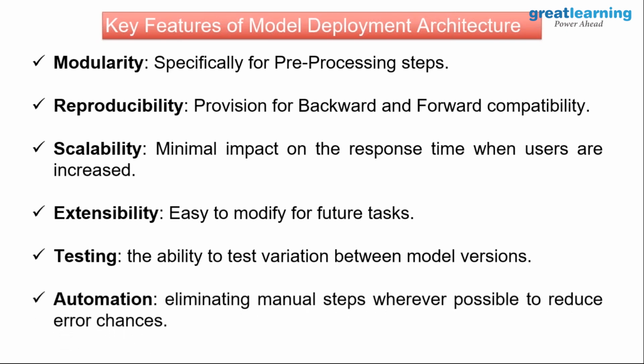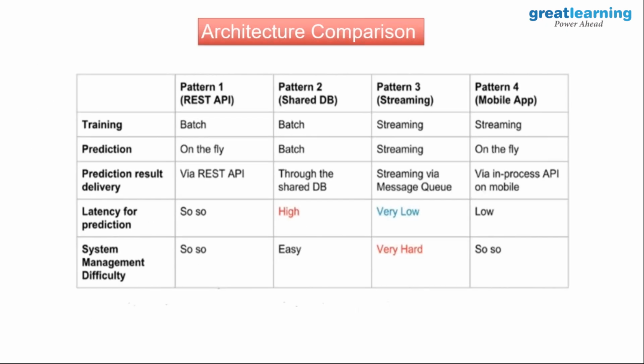Automation, this is eliminating the manual tasks. Now, these are different ways in which the model could be deployed. The way you need to read the table is the columns represent the different ways in which the model could be deployed. Each row represents, for each type of model deployment, what are we using from a training perspective? How does a prediction happen? How are the prediction results delivered? What is the latency for prediction? And what is the system management difficulty? Right? So each row represents the values or the outcome of each model deployment against these parameters.